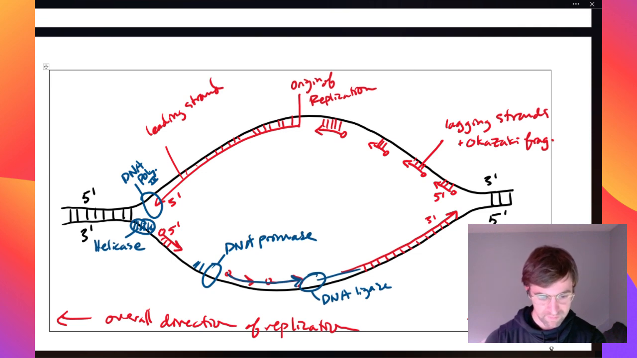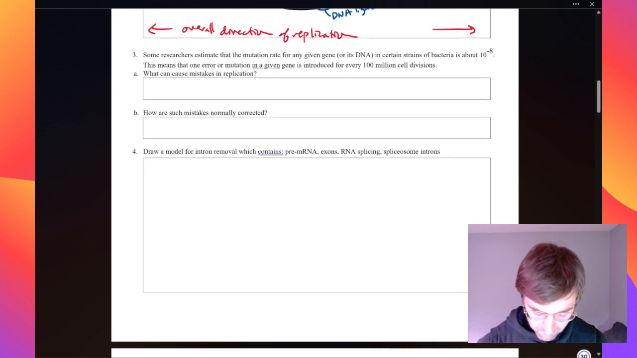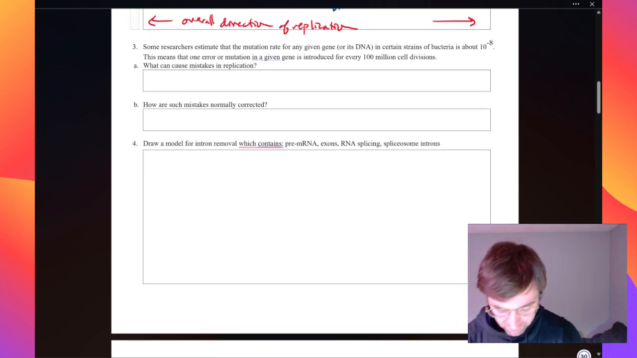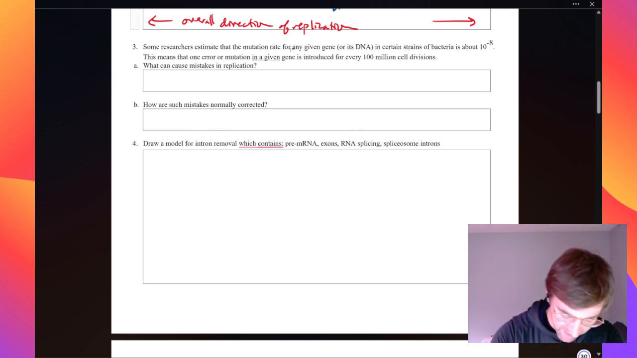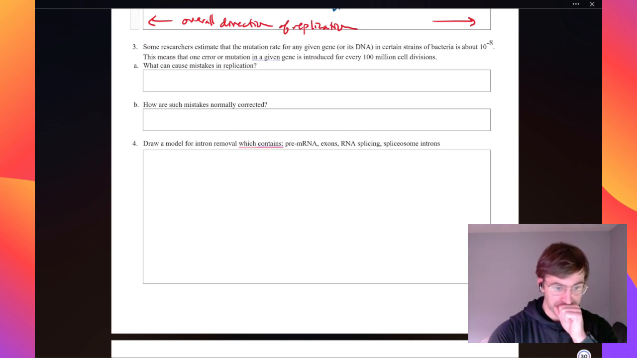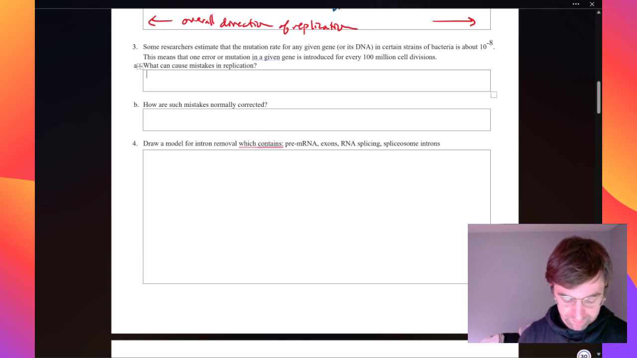Okay. Yeah, I think I'll leave it at that for now. Moving on. Some researchers estimate that the mutation rate for a given gene, or its DNA, in certain strains of bacteria is about 10 to the negative 8. This means that one error or mutation in a given gene is introduced for every 100 million cell divisions. What can cause mistakes in replication?